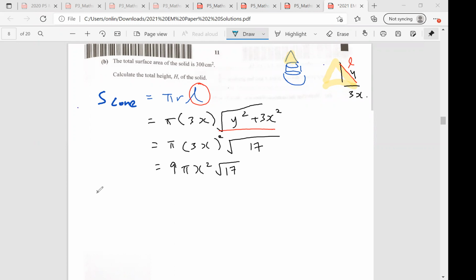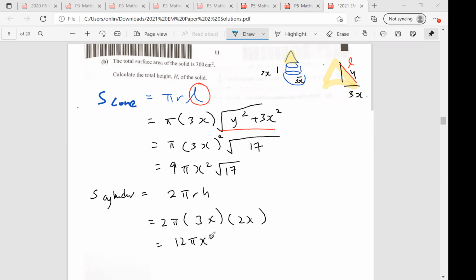Then after my surface area of my cone, I need my surface area for my cylinder. So the surface area of the cylinder is 2 pi r h, and then I will have 2 pi times 3x, sorry, 3x, and then multiply by 2x, because we were given that this part here is 2x, and then here is equal to 3x, if you still remember. So if after that we multiply already, we should get 12 pi x square. So that's for the surface area of the cylinder.